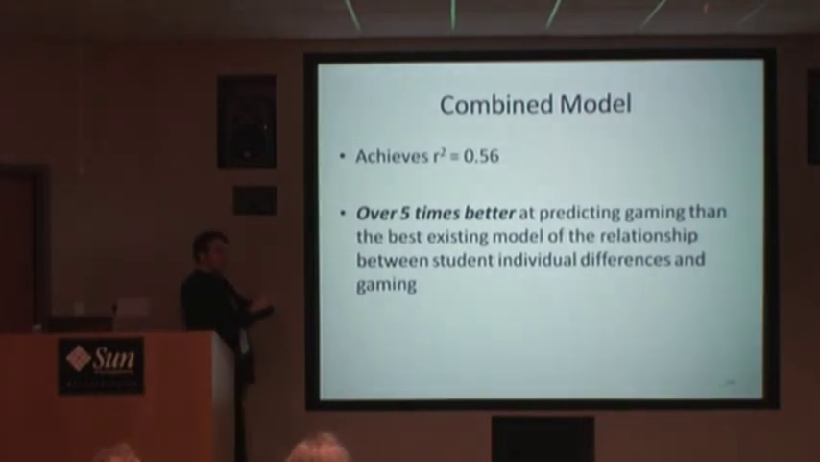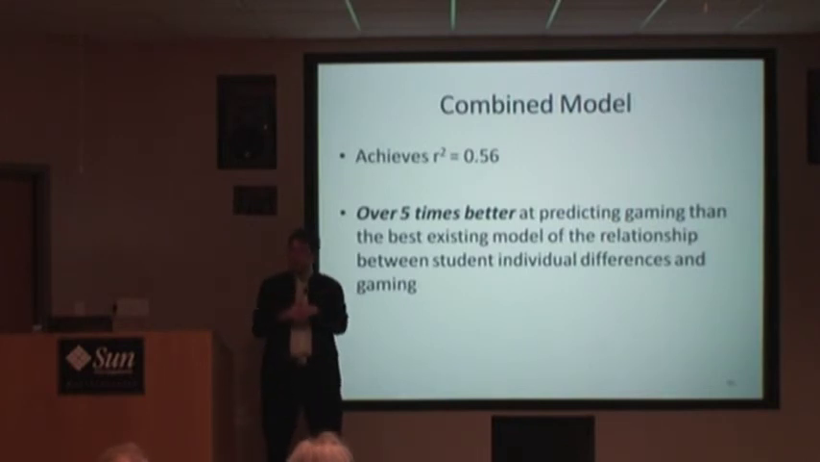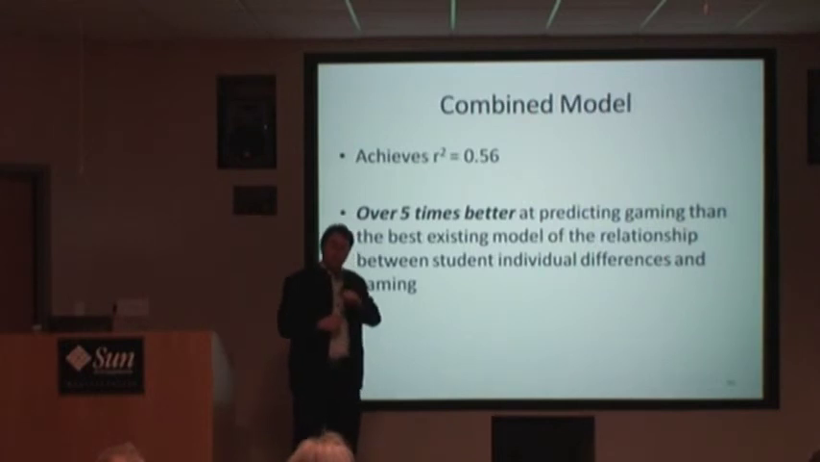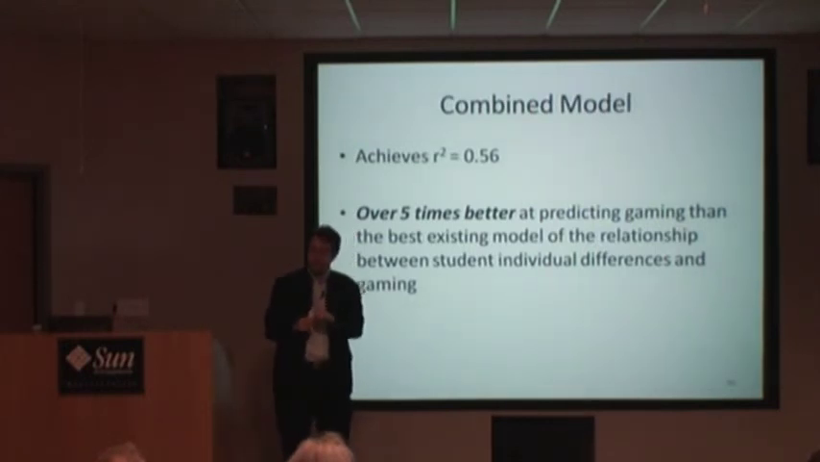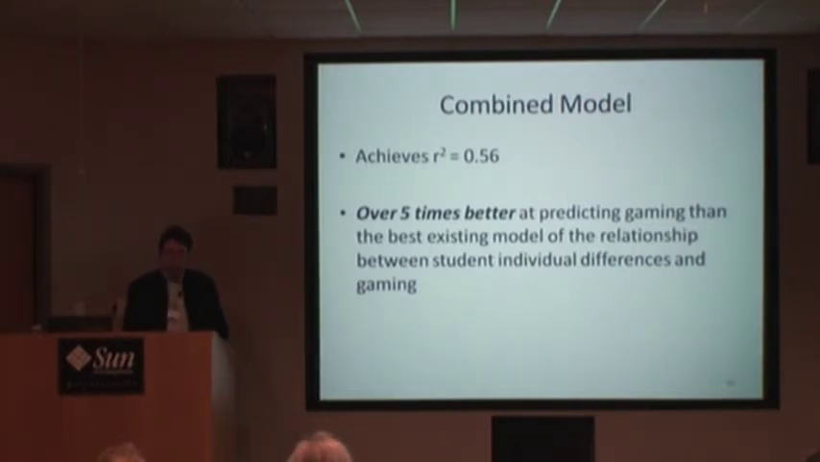So when we put all these features together, the combined model achieves an R-square of 0.56. It explains 56% of the variance in gaming. And that's over 5 times better at predicting gaming than the best prior model of the relationship between student individual differences and gaming. Which to me is a really nice nail in the coffin of something I worked on for a couple years. You know, I really think that this is where the action is. That in the design of these tutors, and in some relatively small-scale differences between them, like how much extraneous text you put in the problem statement, there's a real difference to how student behavior, and correspondingly to their learning.